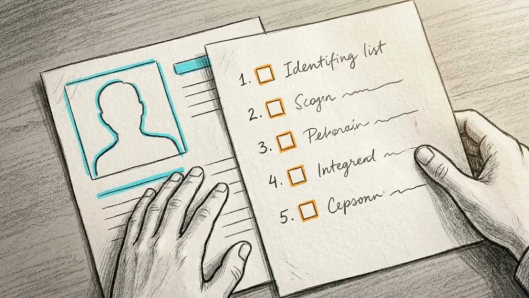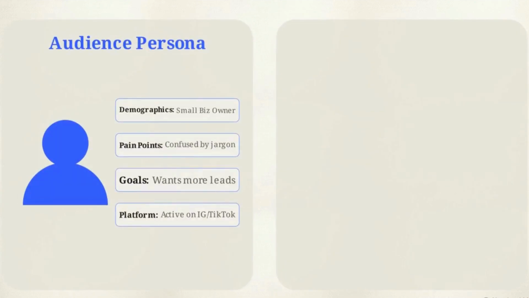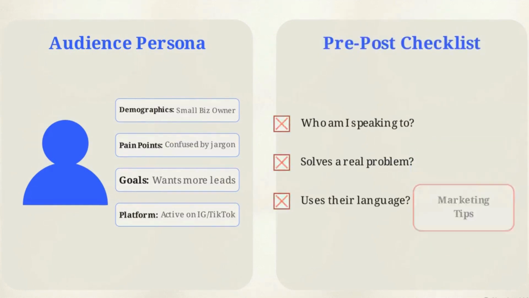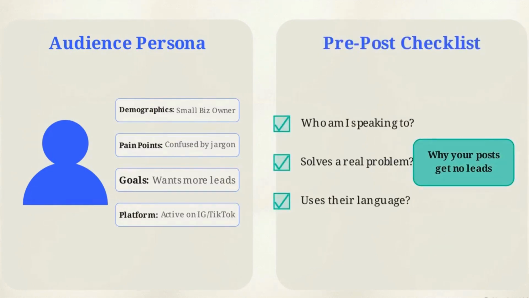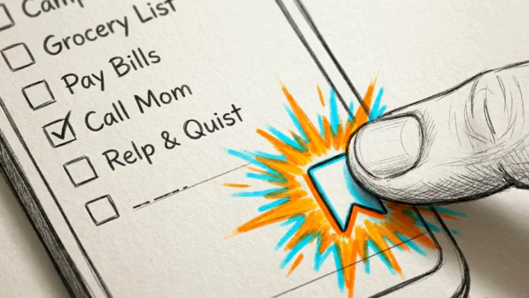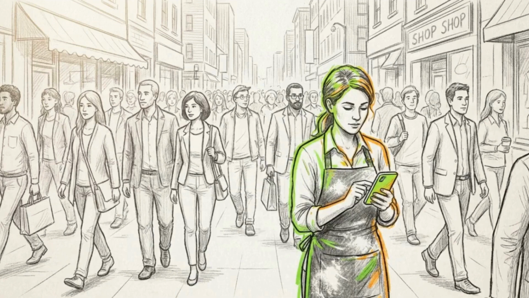To fix this, we are going to build two specific tools: a targeted audience persona to clarify exactly who you are speaking to, and a strict pre-post checklist to filter your ideas before they ever go live. Moving from personal preference to these data-driven tools allows you to stop guessing and start creating posts that your ideal viewer actually finds useful. Step 1 is defining the exact type of person you want to reach.